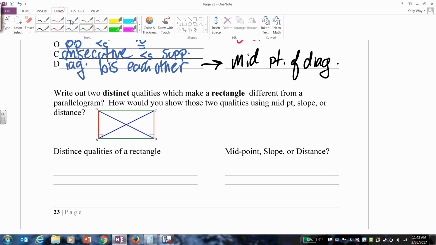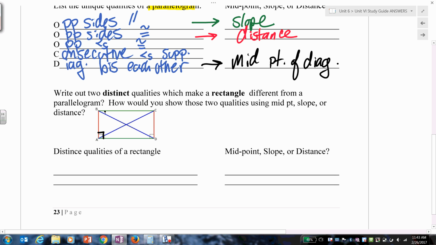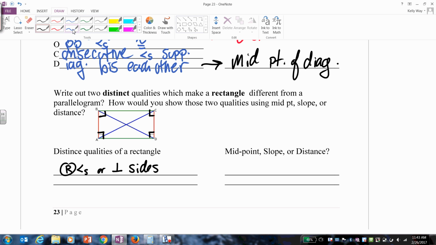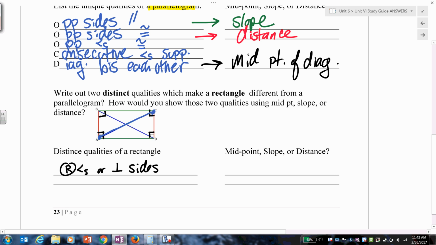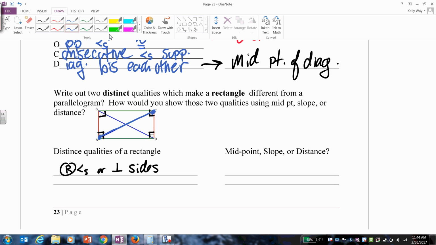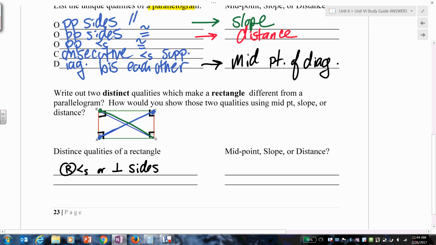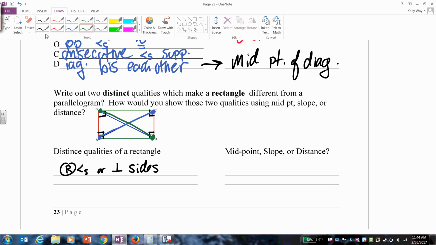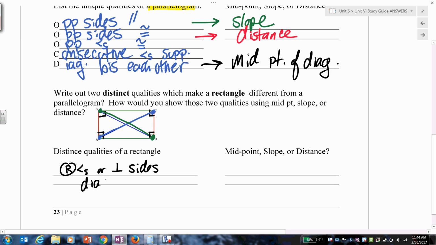And of course, one of those qualities is the fact that you have right angles in the corners. So I would say right angles, or you can say perpendicular sides, same thing. Another is the fact that this diagonal A to C is the same length as this diagonal B to D. That makes a rectangle, diagonal lengths congruent.